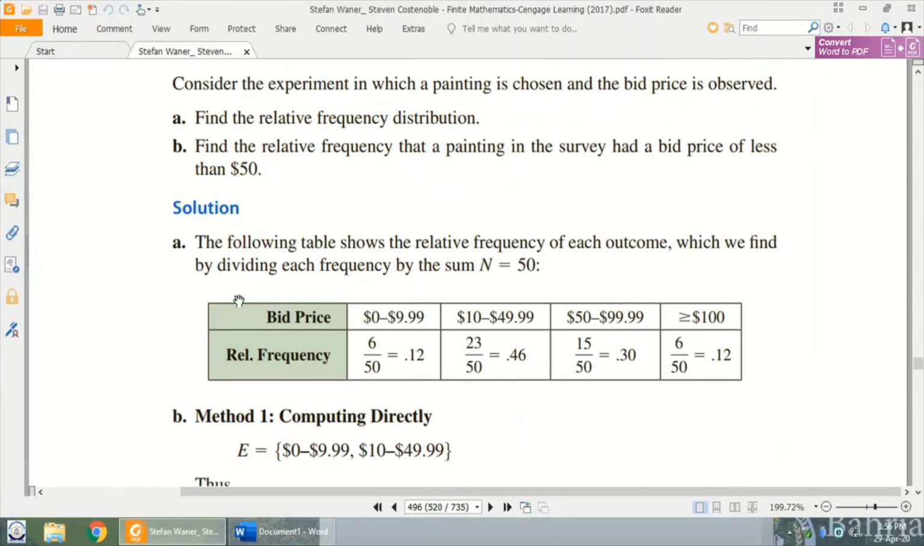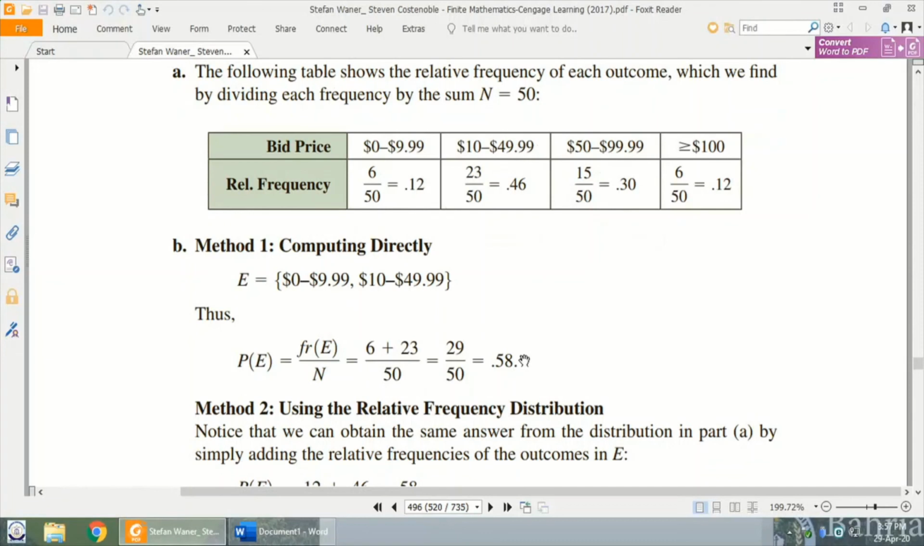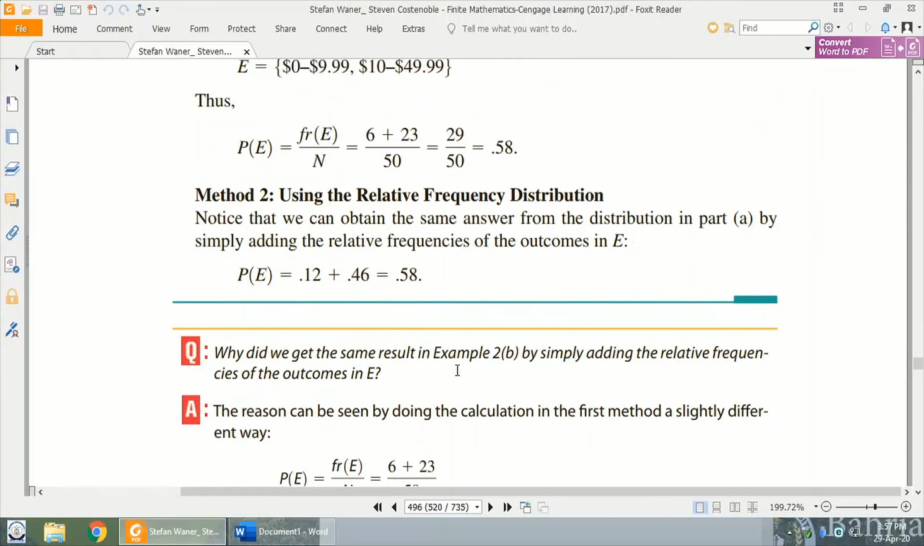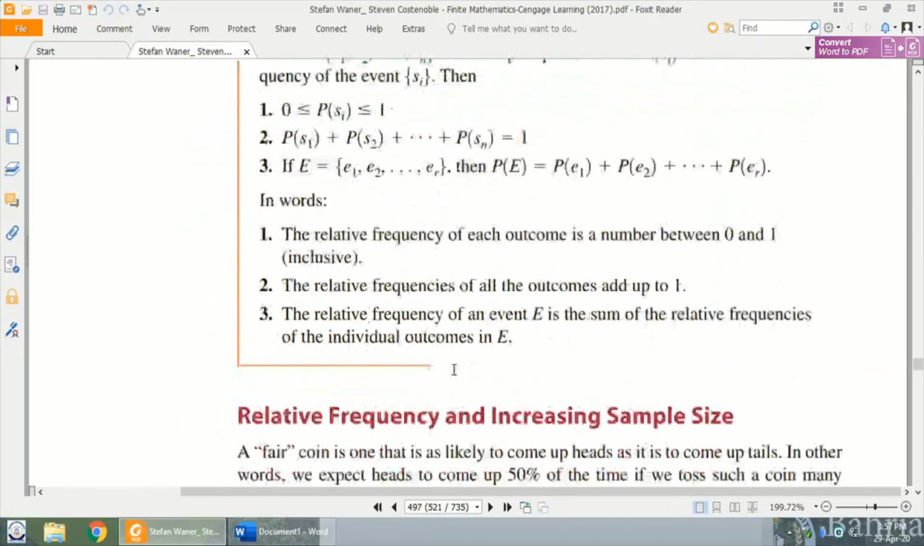Now if you want to find out that a painting had a bid price of less than 50, you can see the less than 50 would be both these values. So you're just going to add both these values, 0.12 plus 0.46, which is going to be 0.58. So then you can just look at similar examples, similar questions.